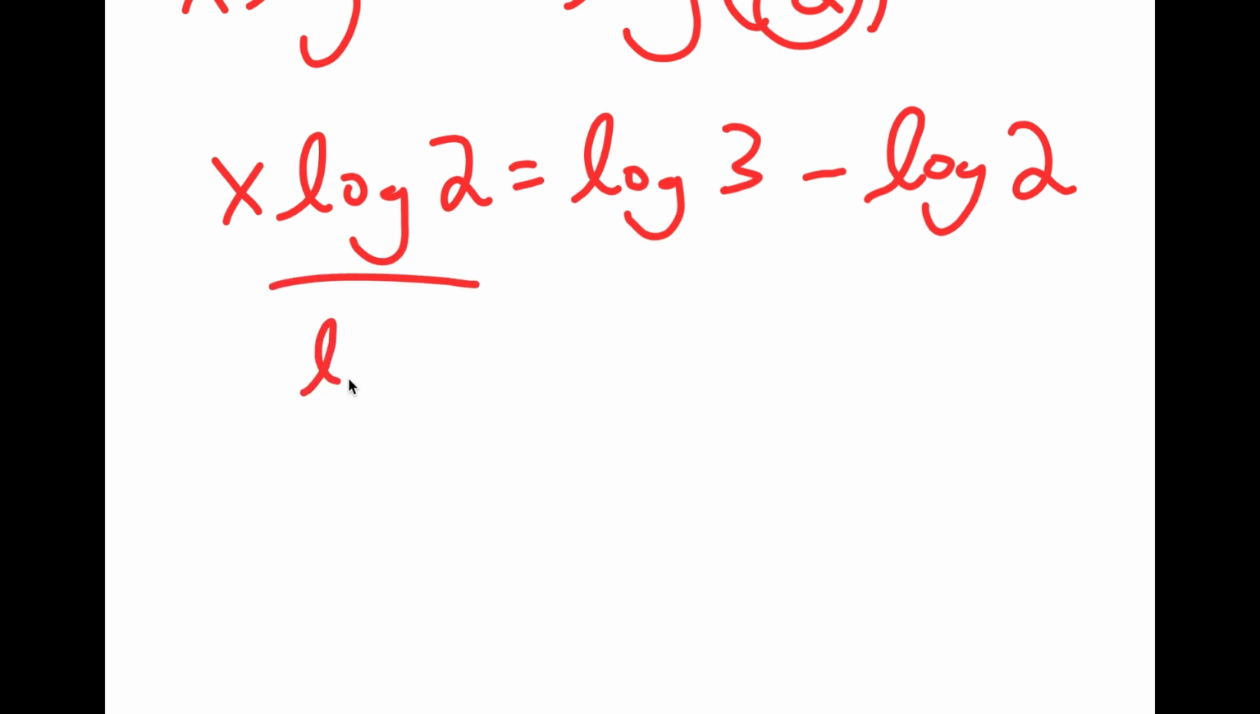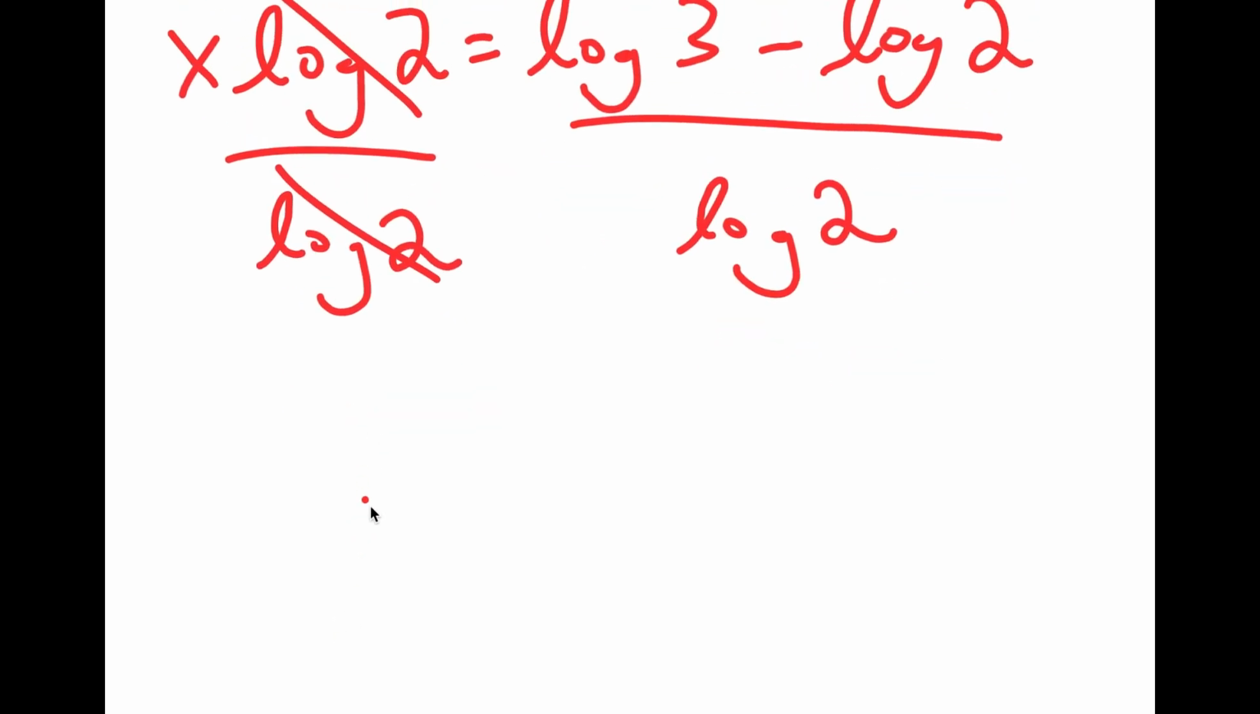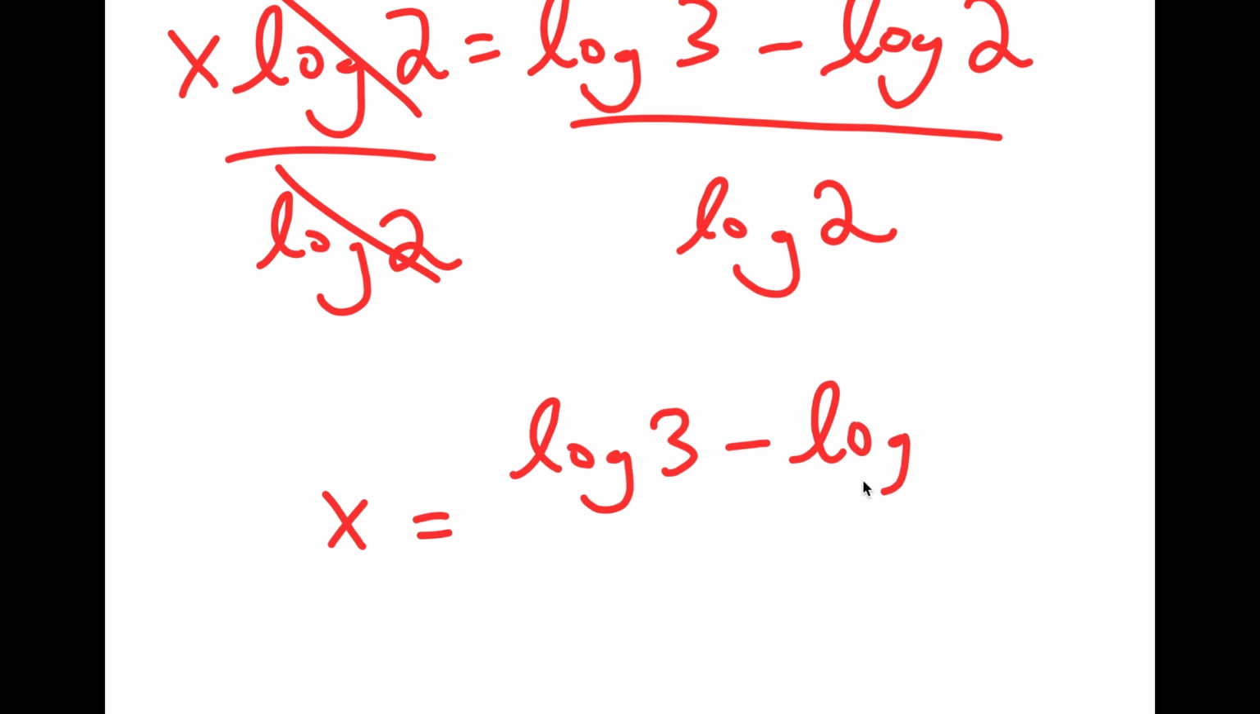Now, if I divide both sides by log 2, these two cancel out, and I get x is equal to log 3 minus log 2 over log 2.